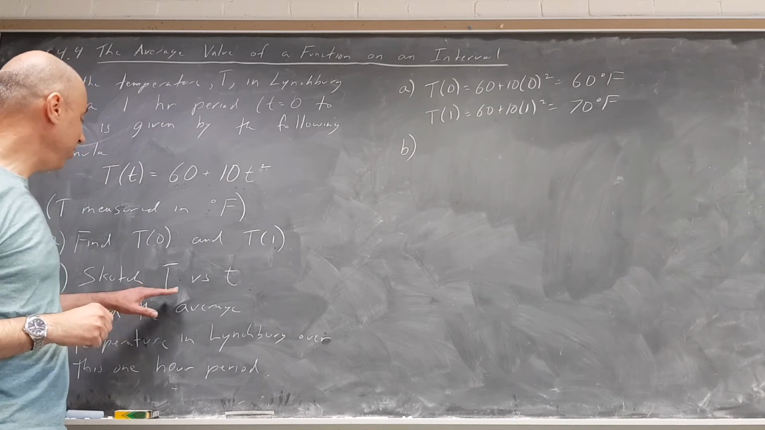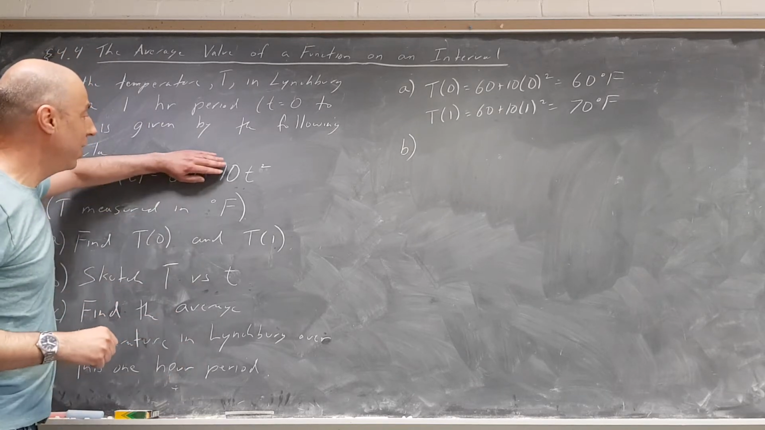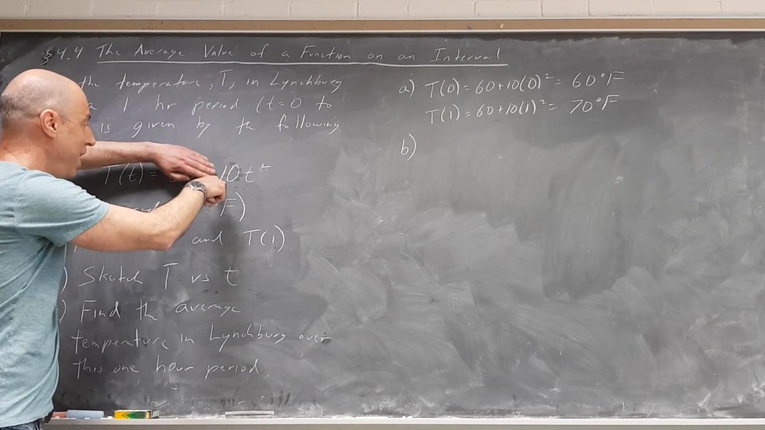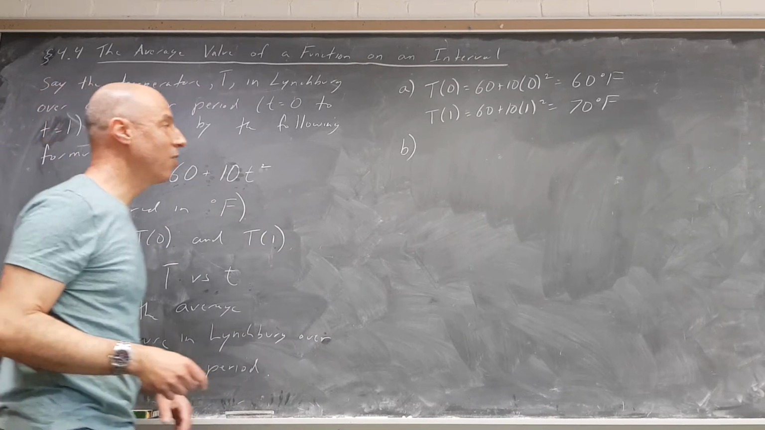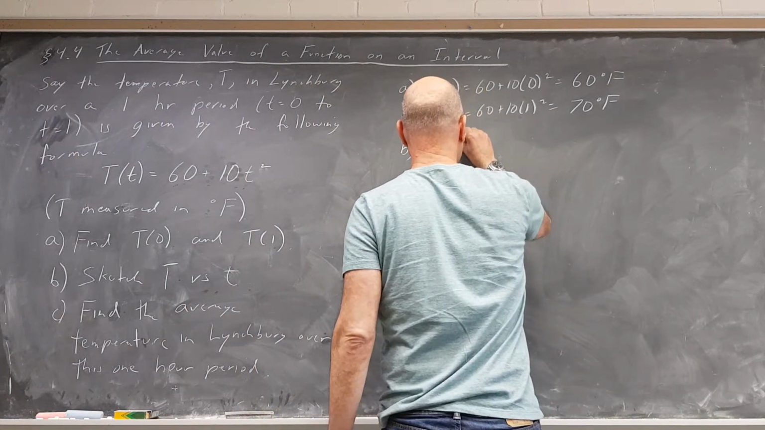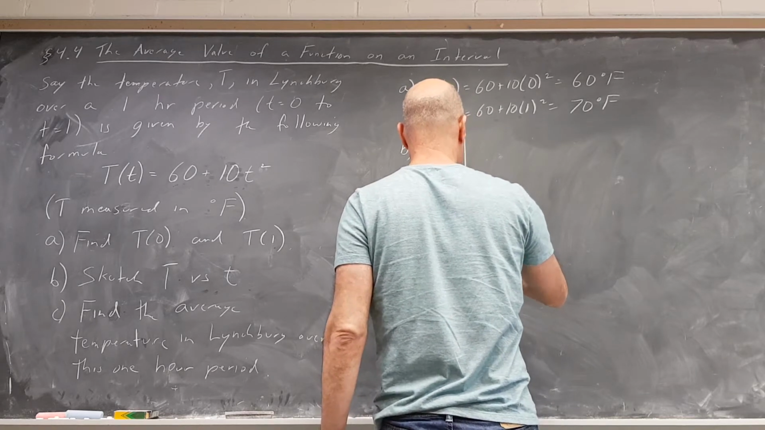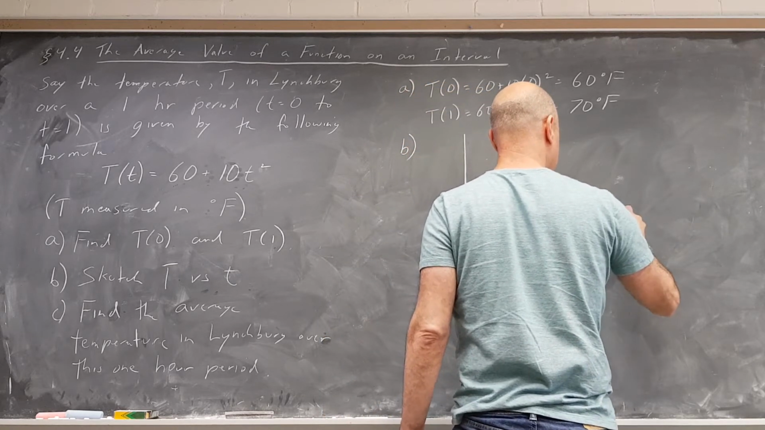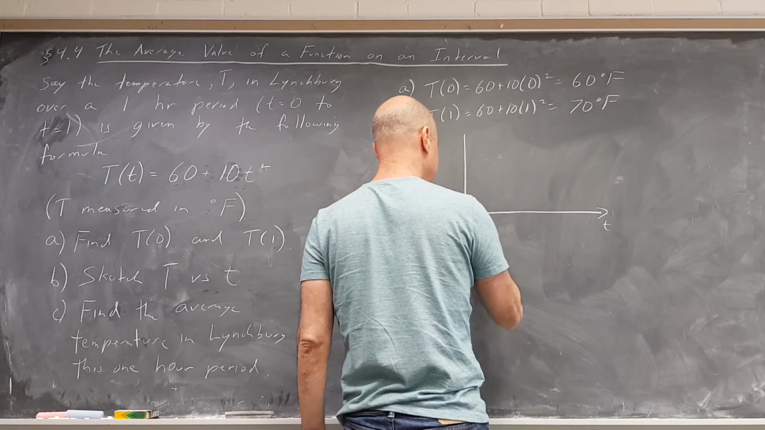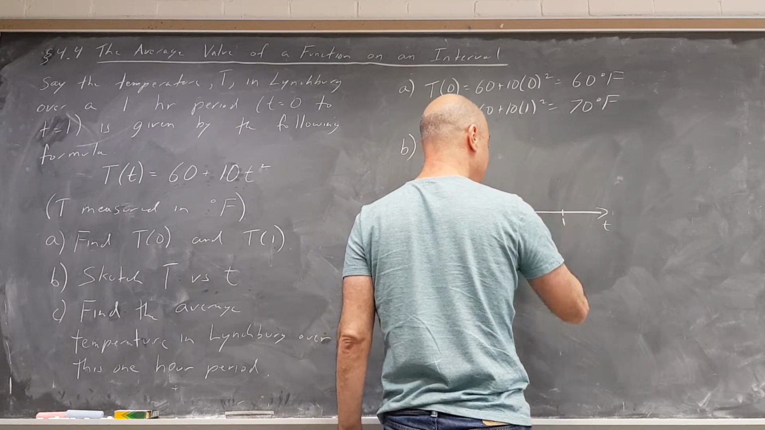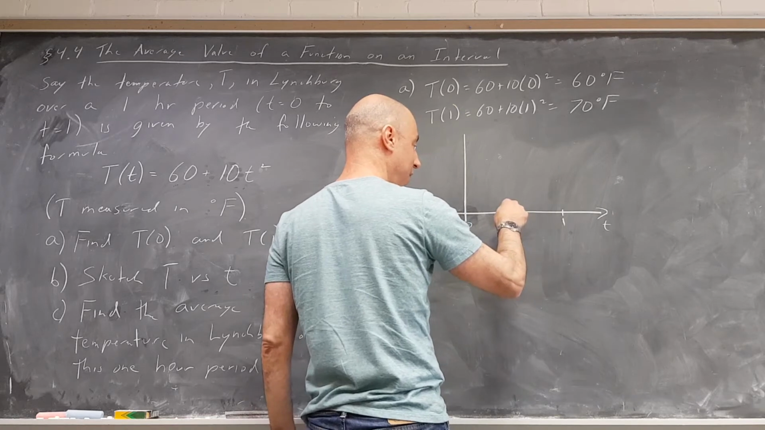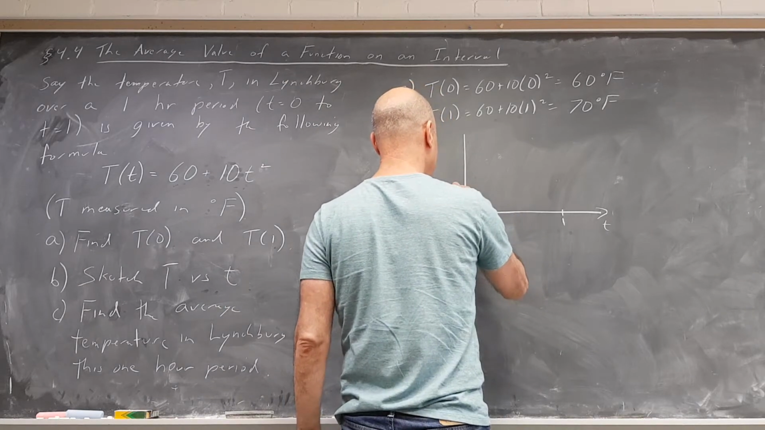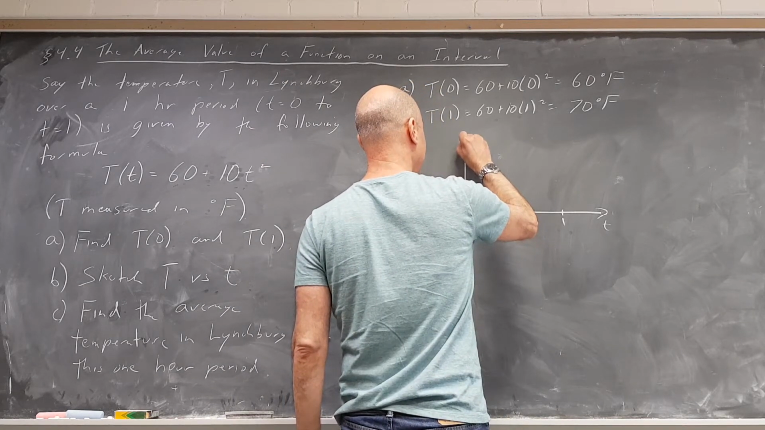So part B says sketch temperature versus time. So all we have here is a parabola stretched vertically by a factor of 10 and shifted up 60 units. So between 0 and 1, here's my time axis. Here's t equals 0. Here's t equals 1, 1 hour later. So we're going from 0 to 1. At 1/2, we'd be 30 minutes after we started. And I'll put 60 right here. And I'll put 70 right here.